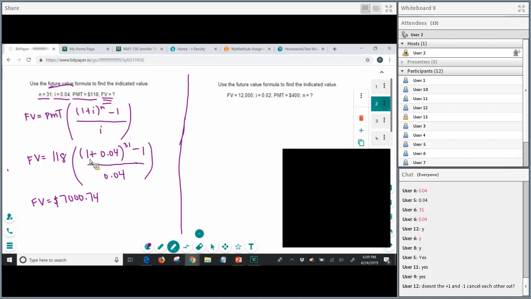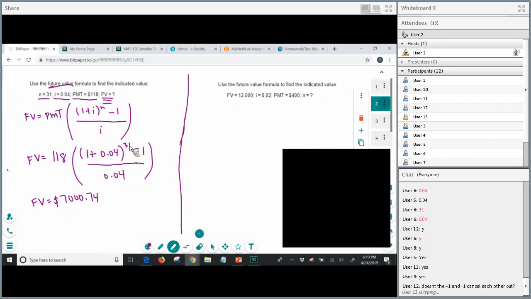Not in this case, because this plus 1, if they were just all by themselves, then yes, they would. But this 1 right here is combined with this 0.04 and is in these parentheses under this exponent. So basically this 1 right here can't immediately cancel this minus 1 over here because this 31 is being applied to it. So by the order of operations, I can't do that subtraction first. The first thing I have to do is this guy right here in the parentheses. Second thing I do is the exponent.